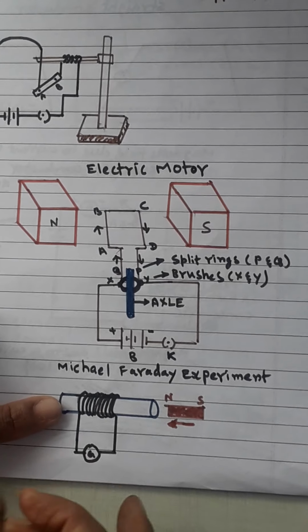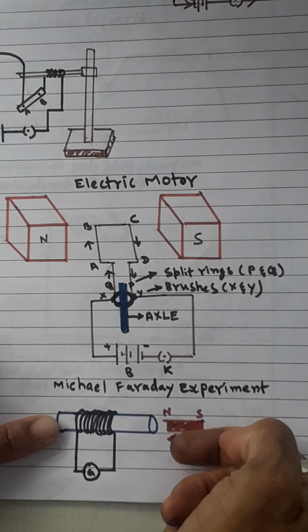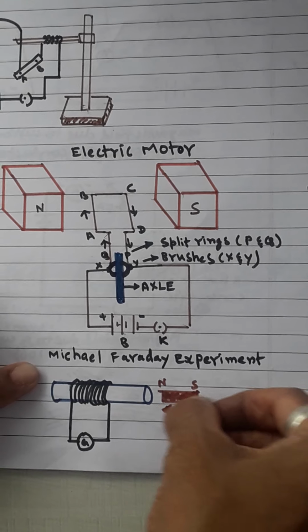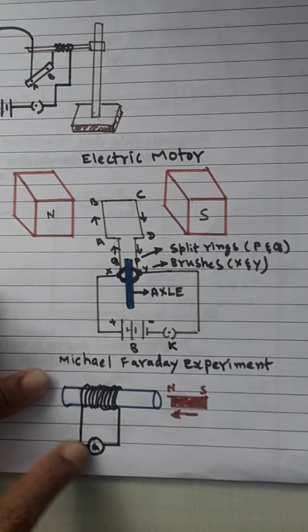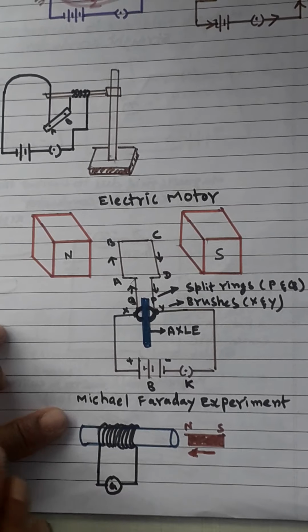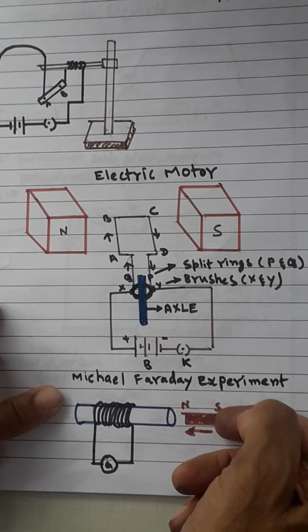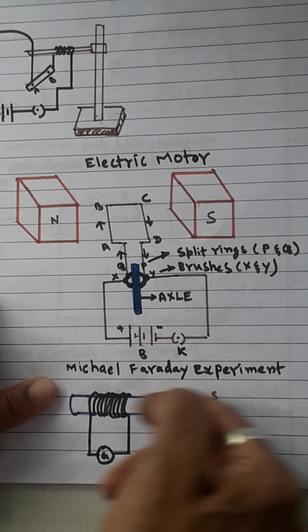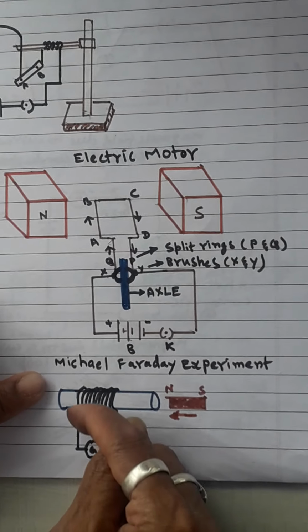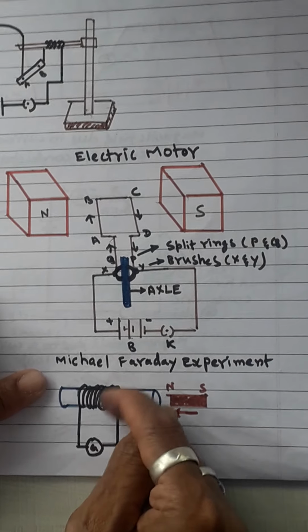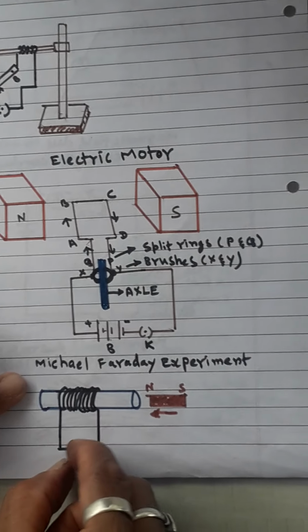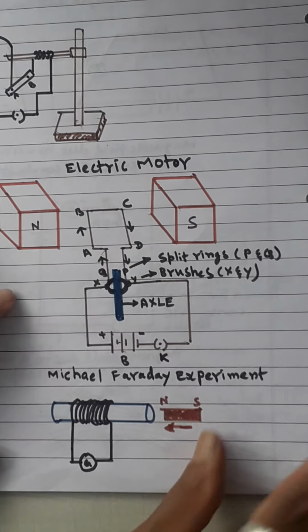Then he thought in a different manner. If I keep the magnet, can I generate the current? Yes, he generated it. Here I have not connected any battery or cell or power supply at all. Only by keeping the magnet in movement, that means the rate of change of magnetic field produces flux. Flux means forces are created that generate current in the conductor. That is what he found out.